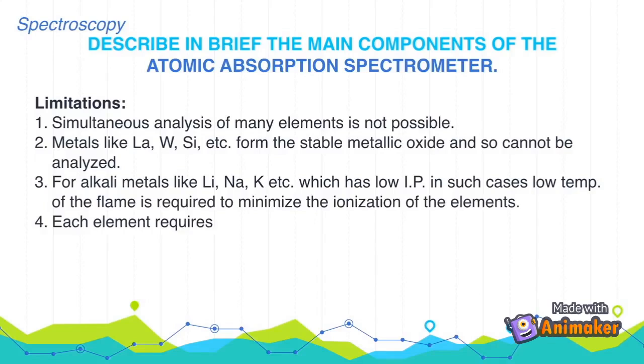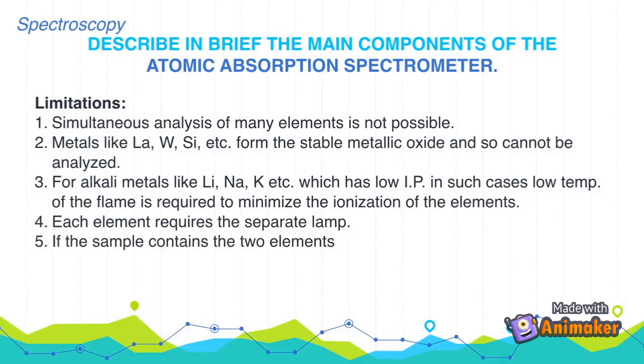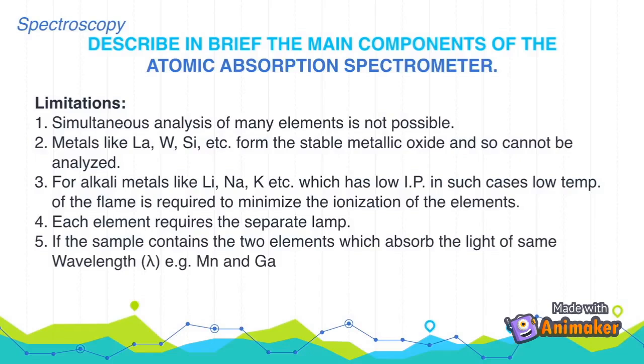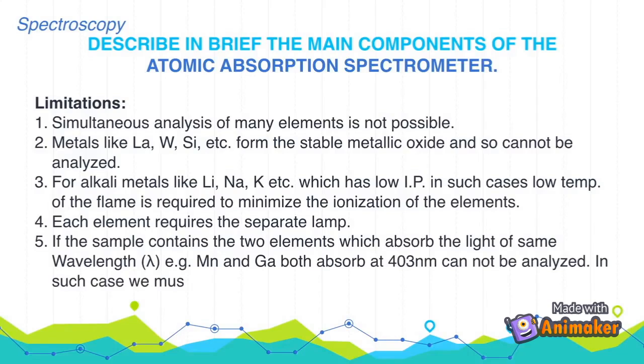4. Each element requires a separate lamp. 5. If the sample contains two elements which absorb the light of the same wavelength, for example, manganese and gallium both absorb at 403 nanometers, they cannot be analyzed. In such a case, we must remove the interfering radical.